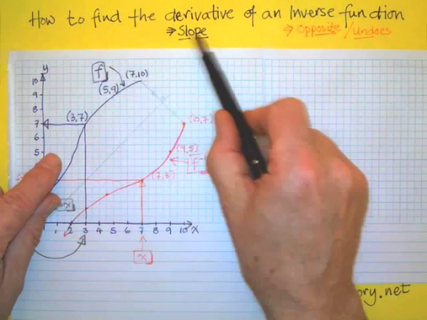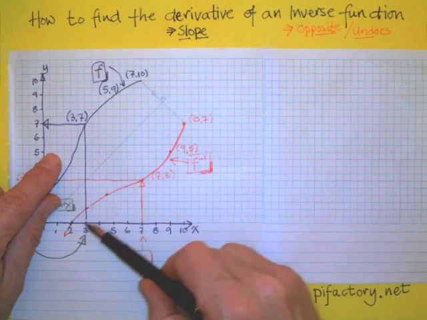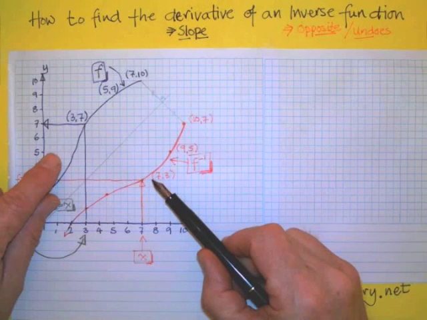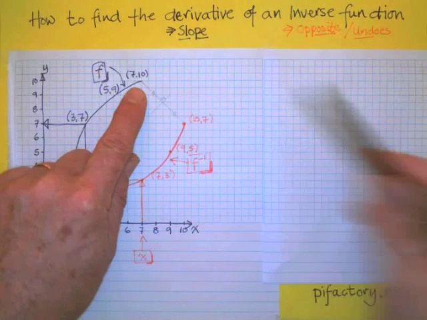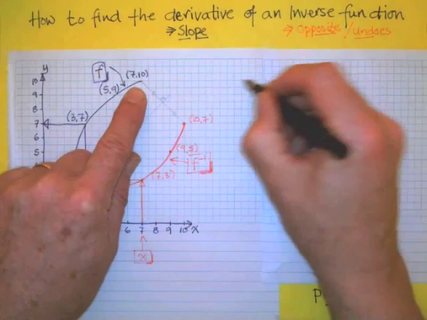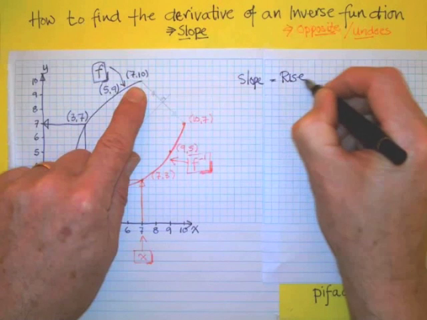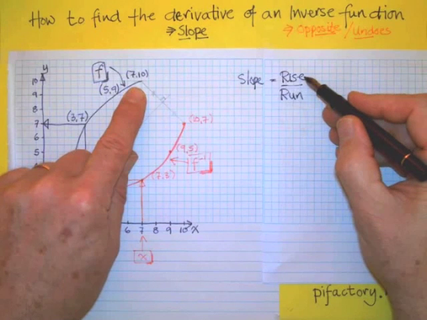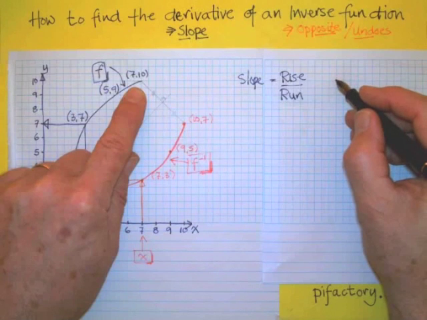So what we're trying to find now is how to find the slope of an inverse function. So let's see what we know about slope for a start. Slope is simply going to be rise over run. We go back always to basic principles here, basic ideas, algebra 1 stuff. But we're going to use probably a little bit of ideas from calculus.